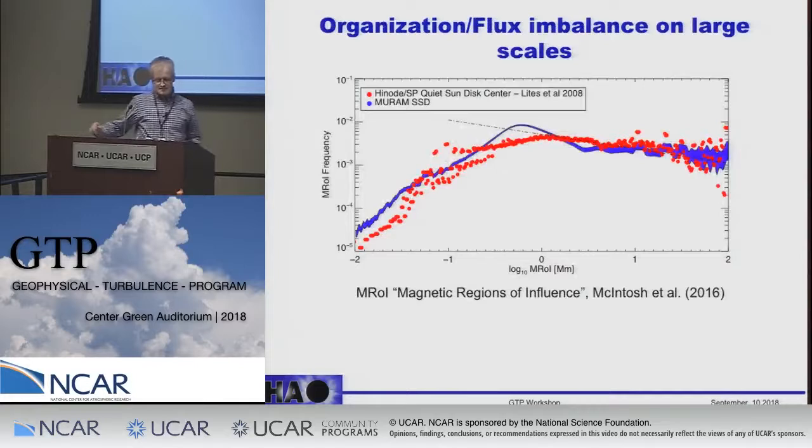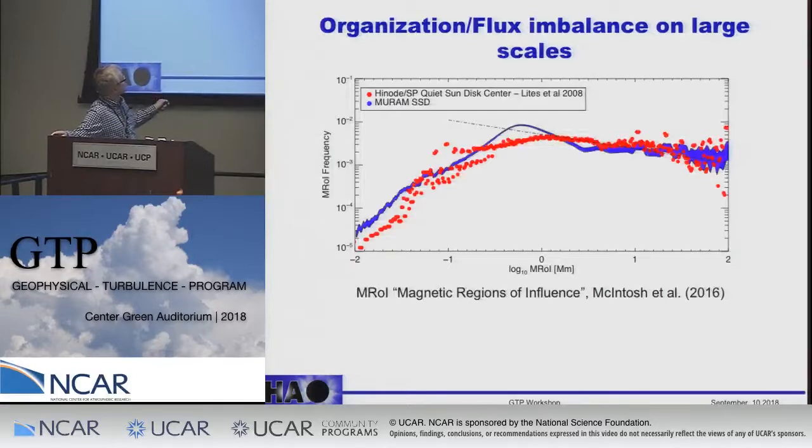This is a method Scott McIntosh introduced a while ago, which is these magnetic radii of influence. So essentially what you do in a magnetogram, for each pixel, you determine a circle, how far you have to go out until the flux is balanced, and then you make a histogram of how many of those you find as a function of scale. Now the small scales here in observations are impacted by telescope resolution, and in the case of simulations, they're impacted by the resolution, of course, of the simulation.